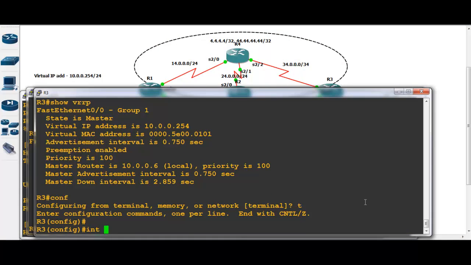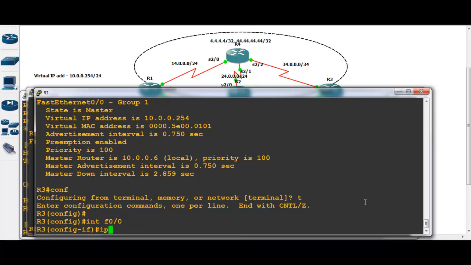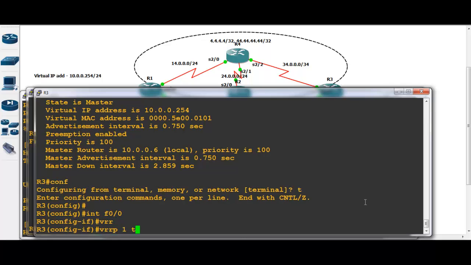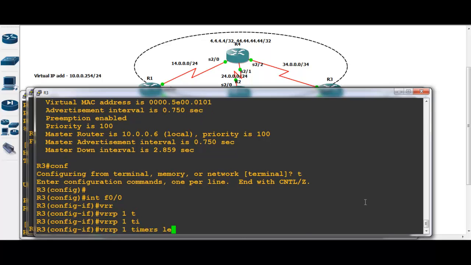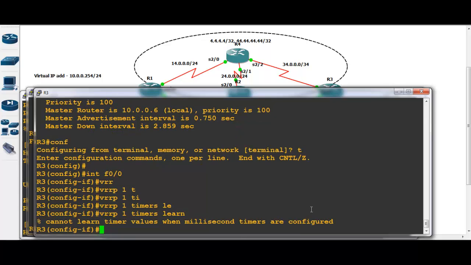Interface FastEthernet 0/0. VRRP 1 timer learn. Okay, cannot learn timer while master. Okay, this is the reason.